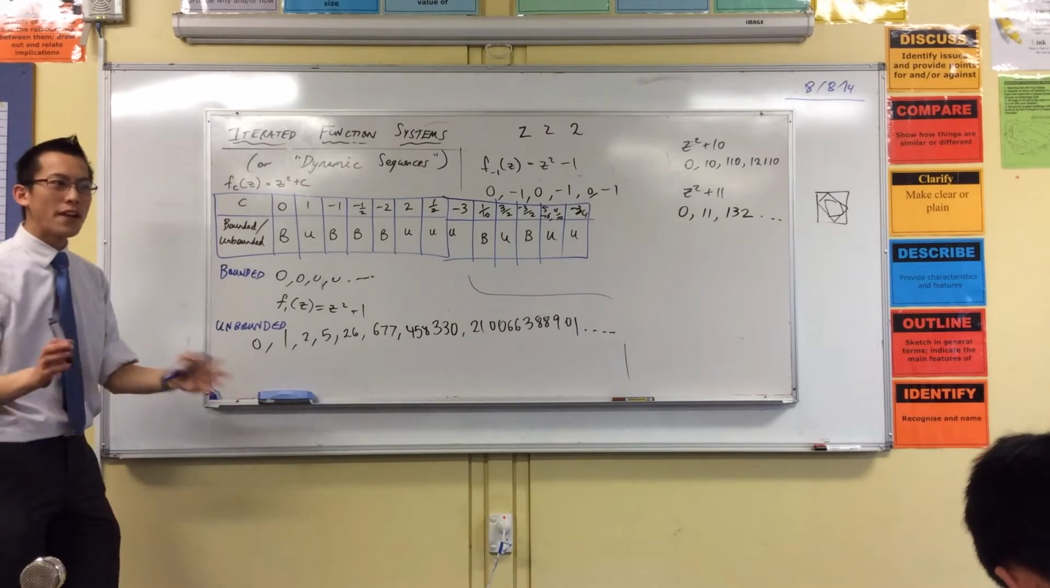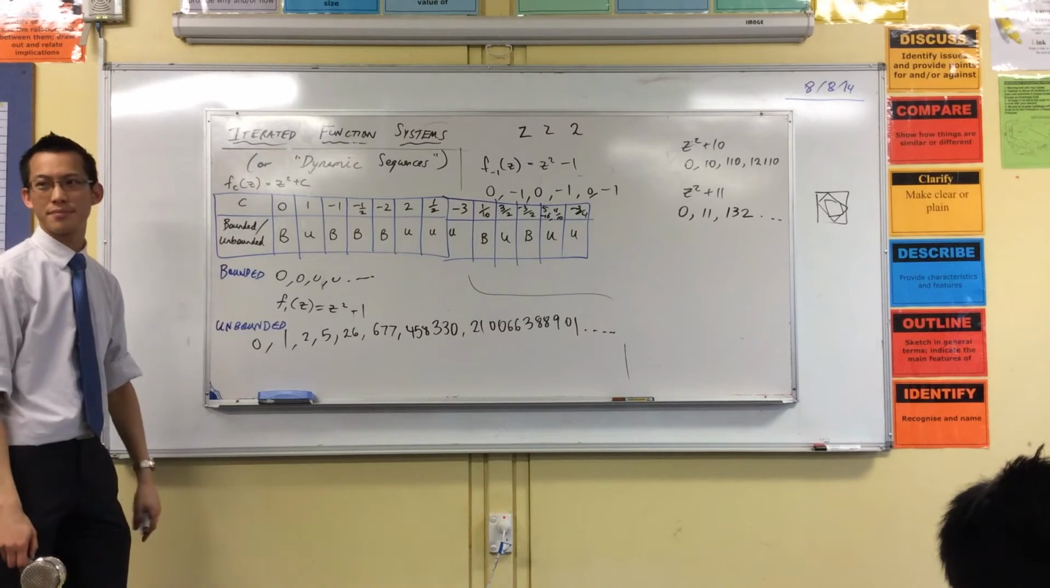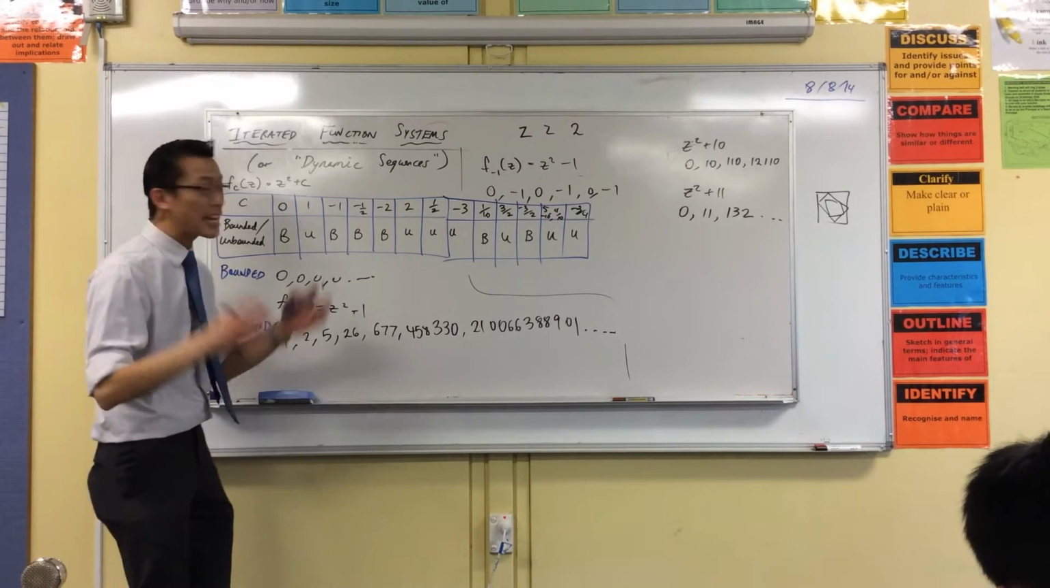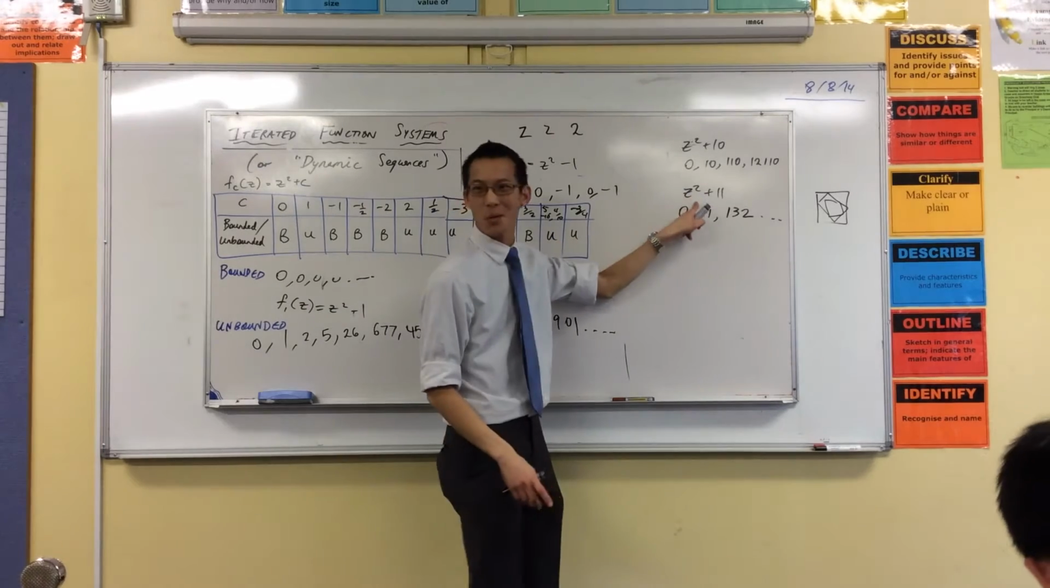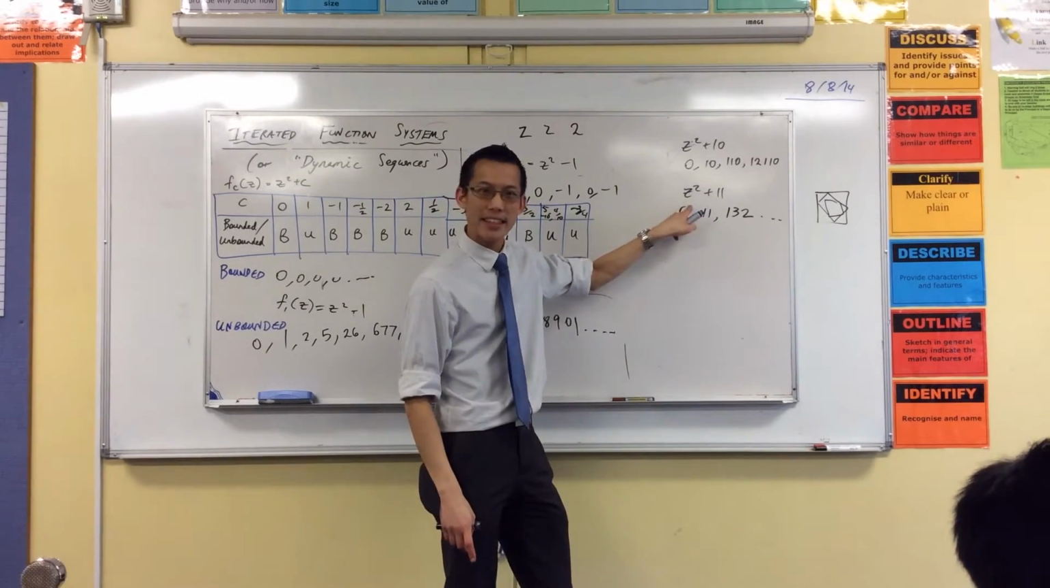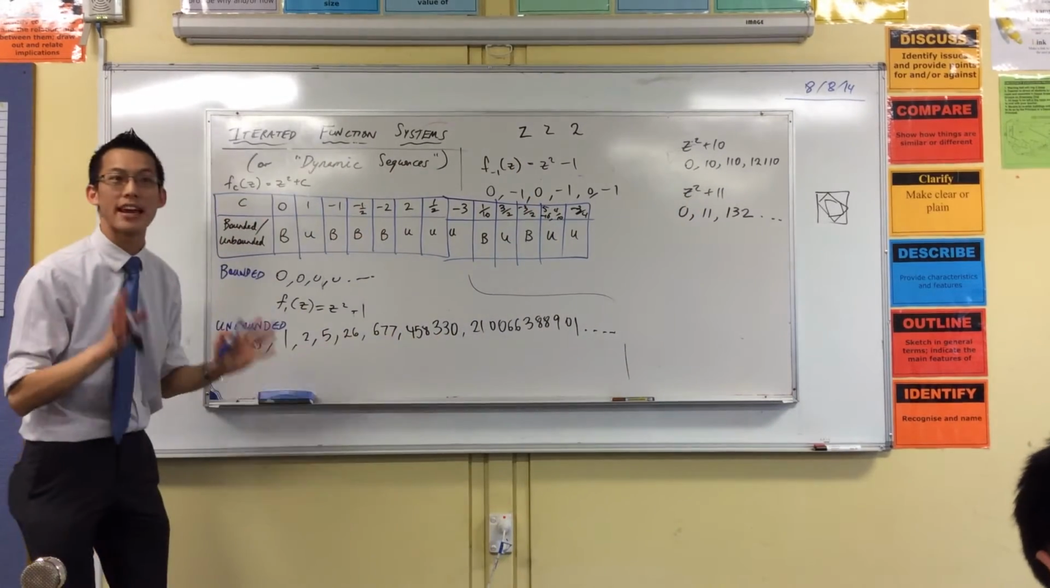Okay. Now, what if it was a negative? What if it was negative? So negative 10. Negative 10 also, because it's going to get squared, isn't it? Right? That squaring thing means, have a look at all the ones that are bounded.